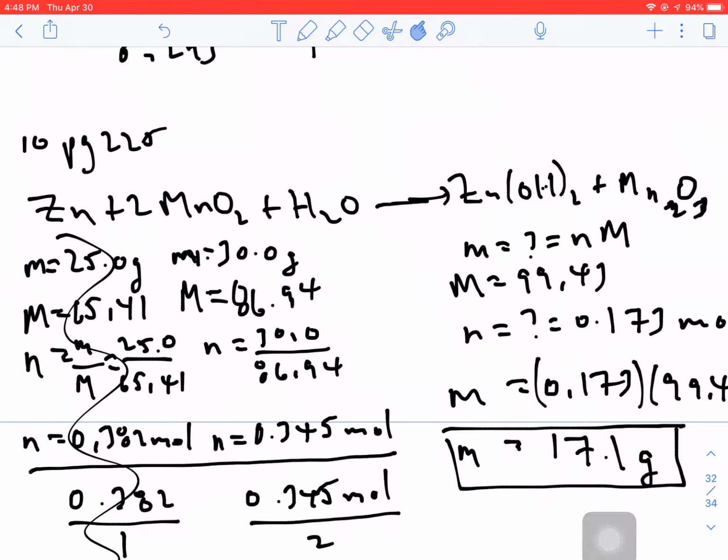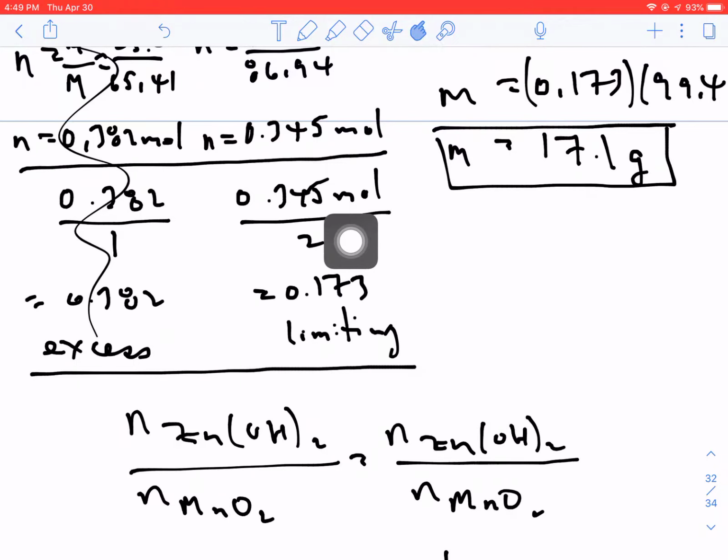So set them up, balance your equation, calculate your molar masses, calculate your number of moles, draw your line across, and figure out which one is limiting by dividing the number of moles by the number in the balanced equation. Decide which one's going to run out first, right? The excess one, put a scratch through it so you don't have to see it anymore.